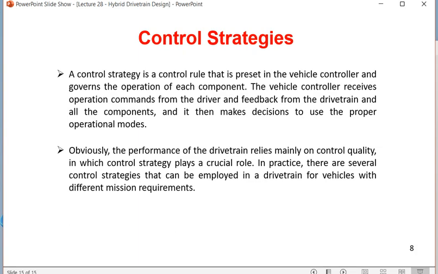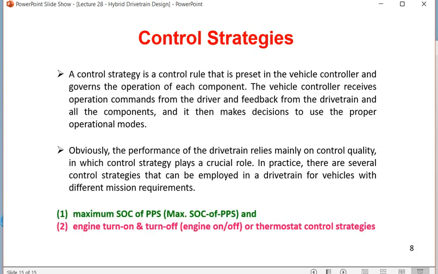So there are mainly two types of controlling. One is maximum SOC of PPS, another is engine turn on and turn off, or thermostat control strategies. We end today's lecture here with the introduction to these two control strategies: max SOC of PPS, and engine turn on and turn off, or engine on off, or thermostat control strategies. In the next lecture, lecture 29, we are going to see the maximum SOC and engine turn on and turn off or thermostat control strategies for the series hybrid electric drivetrain.